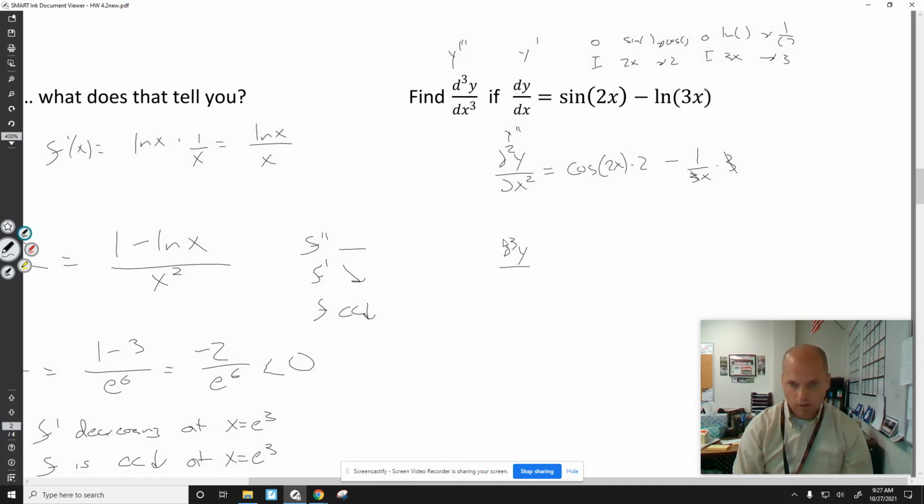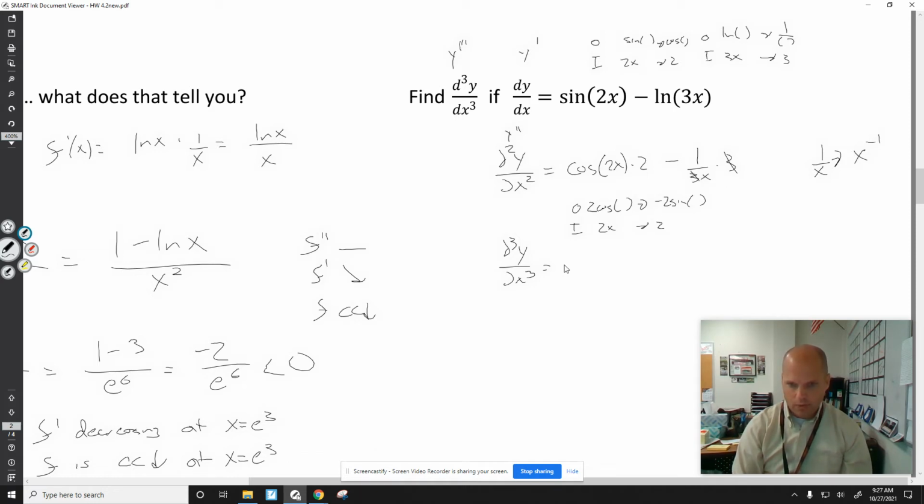d cubed y over dx cubed would be, I've got to go O and I again. You can move the 2 in front. The O is the 2 cos parentheses, the I is 2x, so I get negative 2 sine parentheses 2x. And then the derivative of 1 over x, you can use the quotient rule, but it's better to rewrite it as x to the negative first. Then the derivative would be negative 1 x to the negative second.